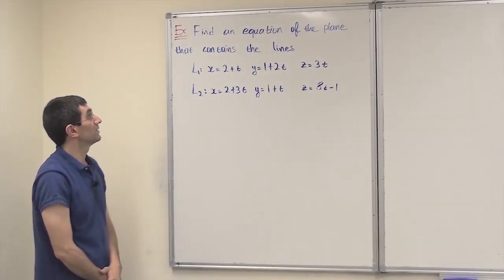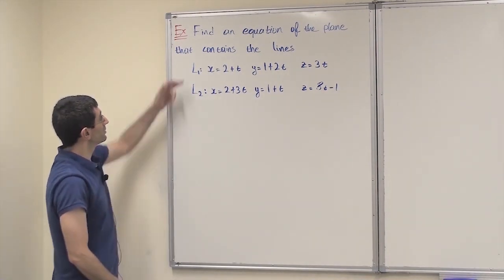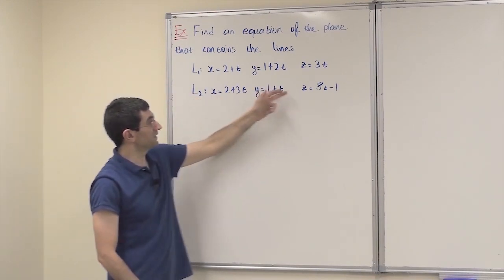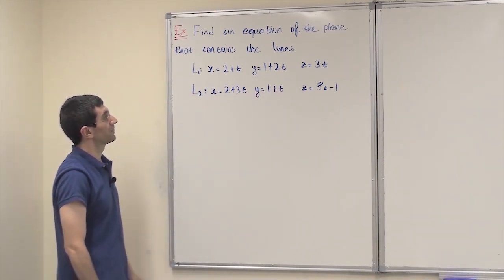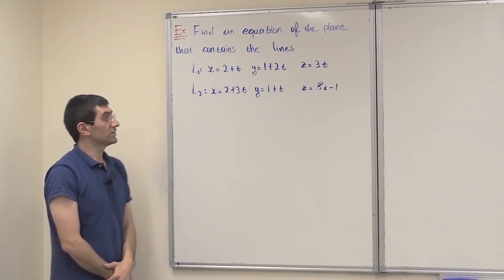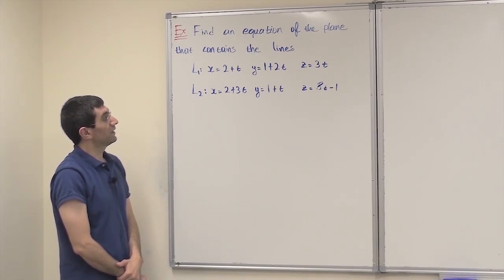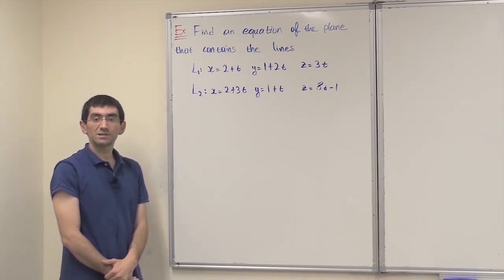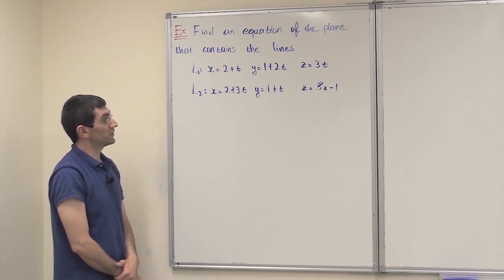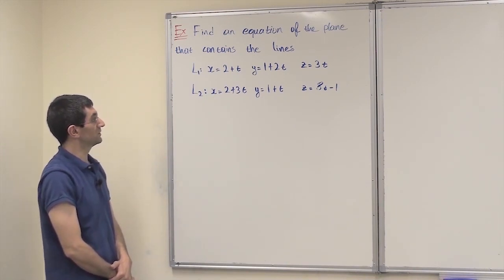In this exercise, we want to find an equation of the plane that contains the two lines L1 and L2, which are given by their parametric equations. Okay, our goal is again to find a plane equation. However, this time we are neither given a point on the plane nor a vector which is normal to the plane. And we need to find first these two things to compute the plane equation.